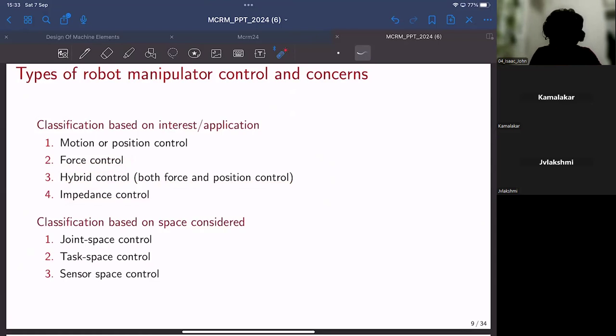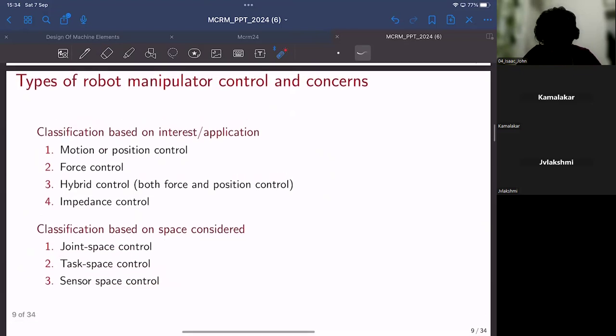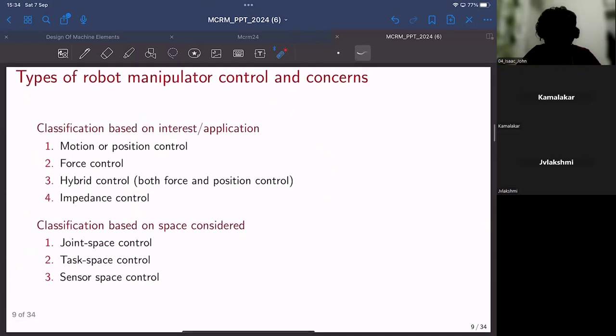Then there are other classifications. You can design a controller in joint space. You can also design a controller in task space, or even in sensor space, or even in actuator space as well. So I'm not sure if there are any advantages of either of these things, but I think it's mostly related to convenience, especially in these two cases.